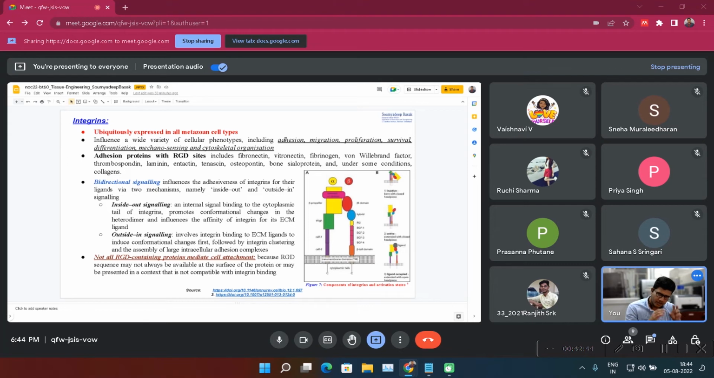And not only fibronectin, there are other proteins which also use these RGD-like interaction domains. For example, I have given here vitronectin, fibronectin, laminin, and tenascin. So there are various other proteins that have these RGD motifs that help in integrin interaction. So don't think that fibronectin is the only component that integrins interact with.